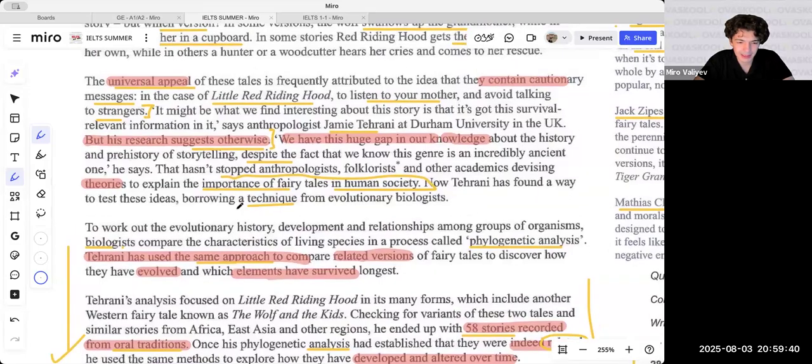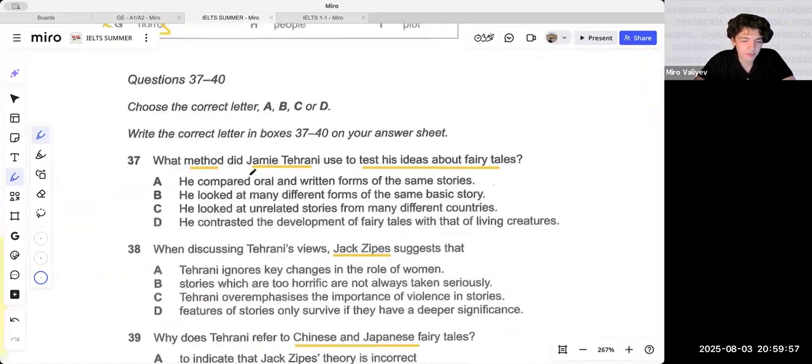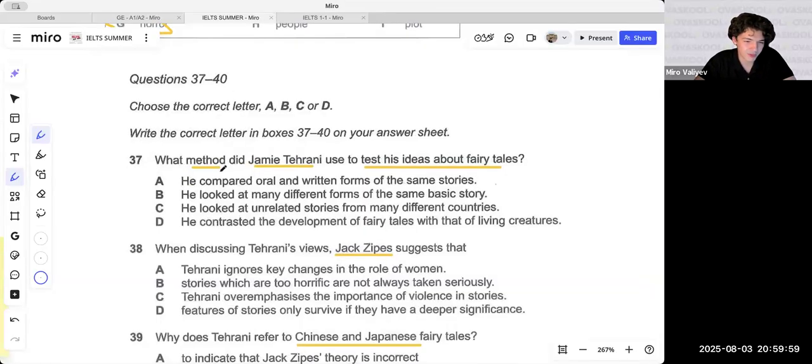Yeah, tested the idea, they borrowed the technique. Compare related versions of fairy tales. Now let me read the options again. Typically we don't really read the options, but we've analyzed that part already. Now I think we can easily read the options.